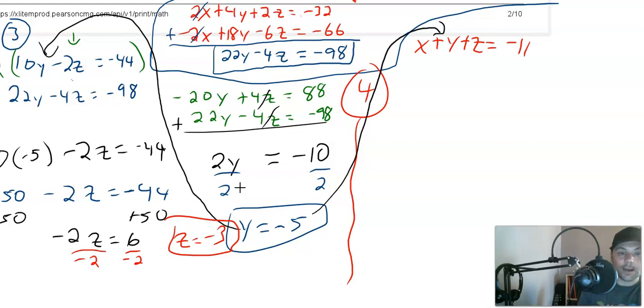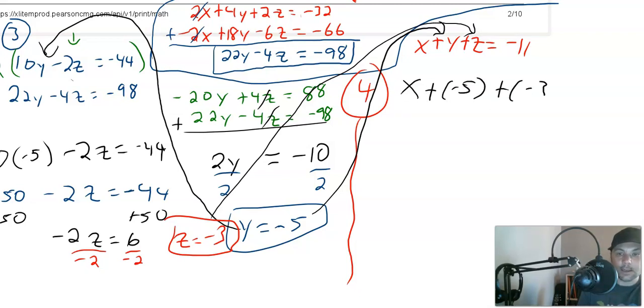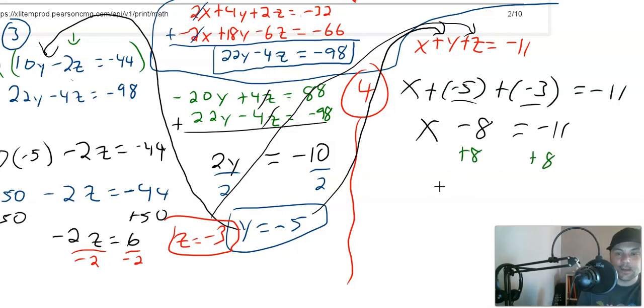Plug that in for y, we'll plug this in for z, and so we'll get x plus negative 5 for y plus negative 3 for z equals negative 11. When you combine these together, you get negative 8, so I'm just going to write it as minus 8. And so you get x minus 8 equals negative 11. You add 8 to both sides, and you get x is equal to negative 3 also.